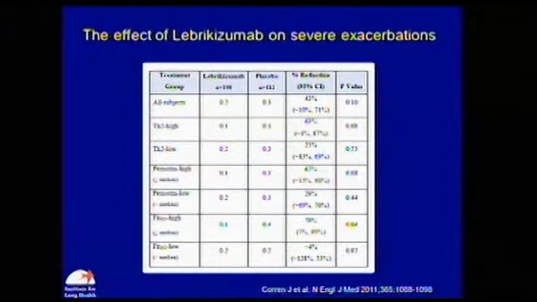This study wasn't powered for exacerbations, but there were some interesting trends on post-hoc analysis which I think would make an exacerbation study worthwhile. So if patients were classed as Th2 high or low, based on a composite metric, then those patients who were Th2 high had a trend towards reduced exacerbations. Those who were periostin high had a trend towards reduced exacerbations. And those who were FeNO high actually had a significant reduction in exacerbations. So certainly worthwhile, I think, doing an exacerbation-powered study.